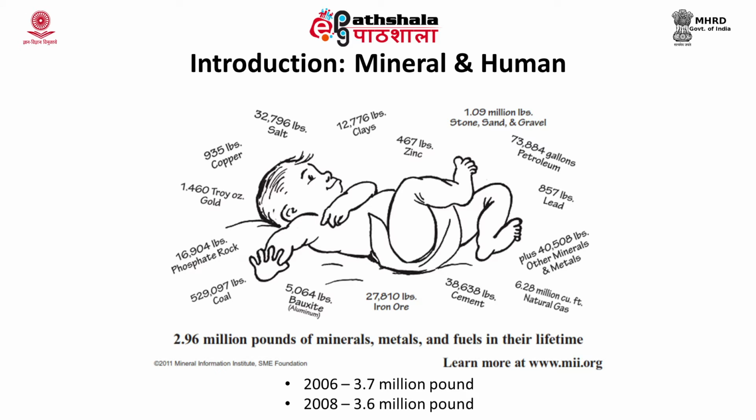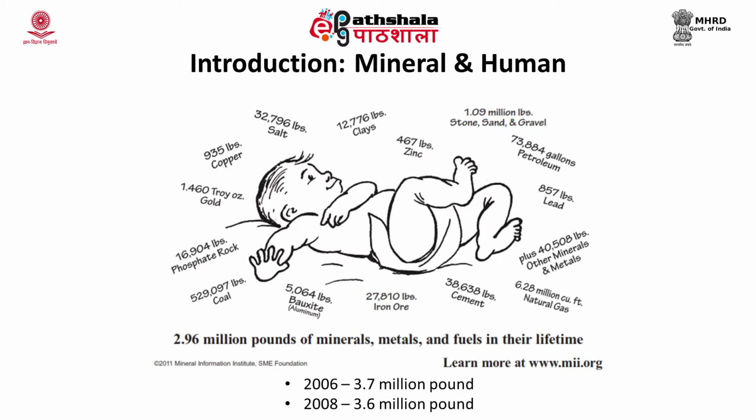So, you can see different minerals: copper, gold, phosphate rock, coal, bauxite, iron ore, cement, natural gas, other mineral and metals, lead, petroleum, sand, gravel, silt, zinc, clay, salt. All these mineral resources are a natural resource, and human requires this for her or his lifetime. And if you look at the figure, in 2006 the requirement was 3.7 million pound per person, and in 2008 it is 3.6 million pound per person.